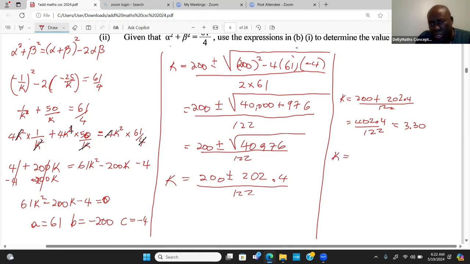Also, we're saying that k is equal to 200 minus 202.4, all over 122. Let's do that. 200 minus 202.4 is giving me negative 2.4 over 122. If we divide this by 122, we're done. So I'm getting k is equal to negative 0.019. I'm just going to say 0.0196. That's what I'm getting right there.